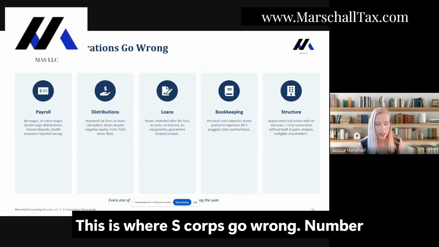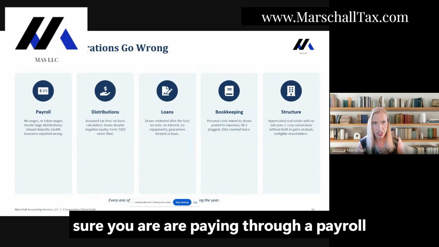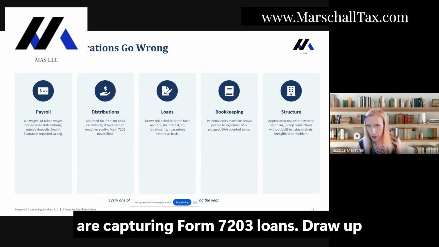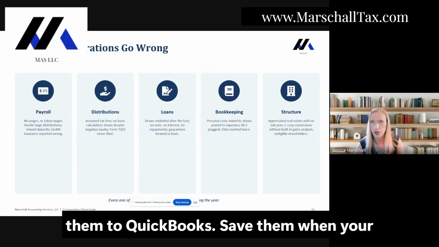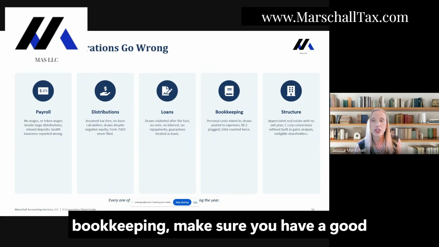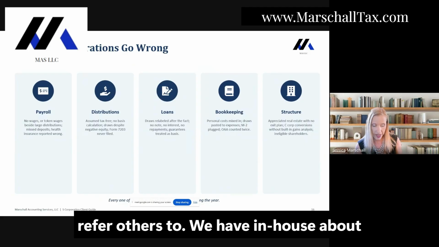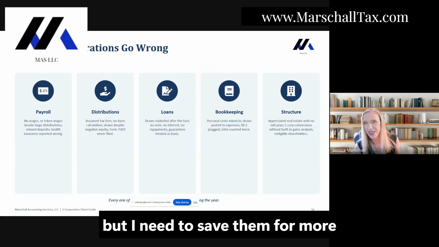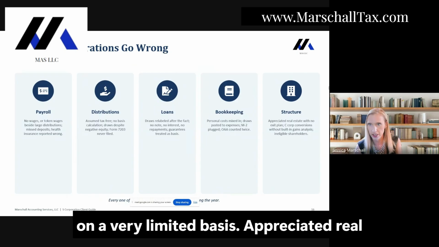Number one is payroll. Make sure you are paying through a payroll provider. Distributions, make sure that you are capturing Form 7203. Loans, draw up all of the loans, make sure that they are accurately papered and documented, upload them with QuickBooks, and save them in your permanent tax schedule. Personal bookkeeping, make sure you have a good bookkeeper. I have a list of fantastic accountants that we refer others to. We have in-house about 25 on our team that can do bookkeeping, but I need to save them for more of emergencies. So we offer bookkeeping on a very limited basis.